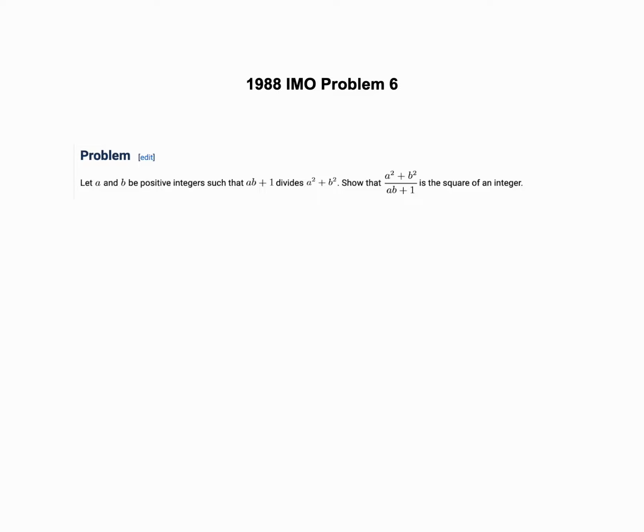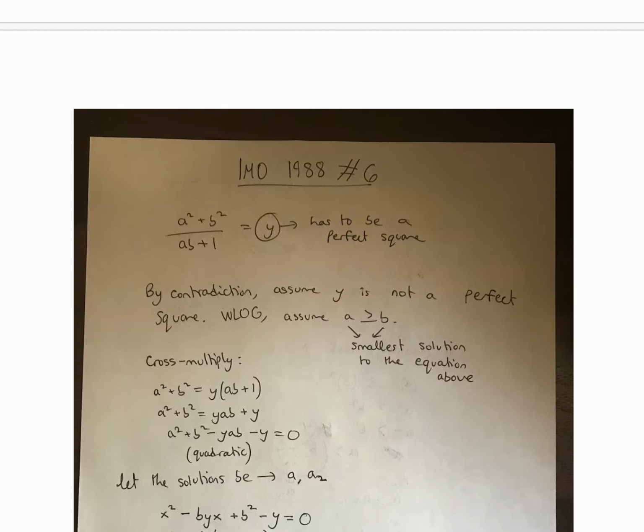Let a and b be positive integers such that ab plus 1 divides a squared plus b squared. Show that (a squared plus b squared) divided by (ab plus 1) is the square of an integer. Here's my implementation, or the way that I solved it.